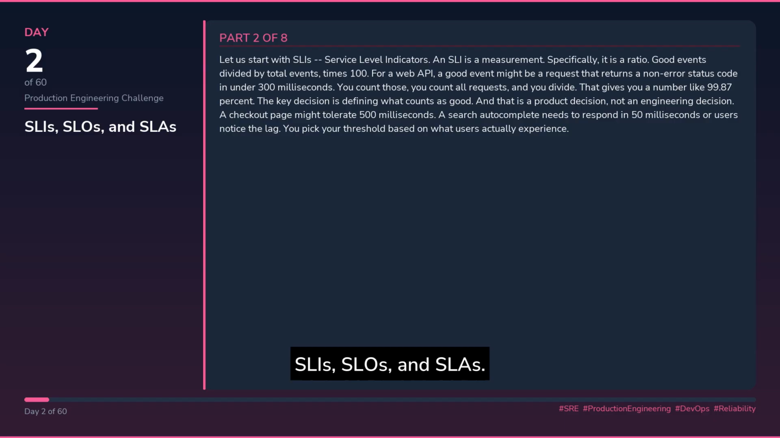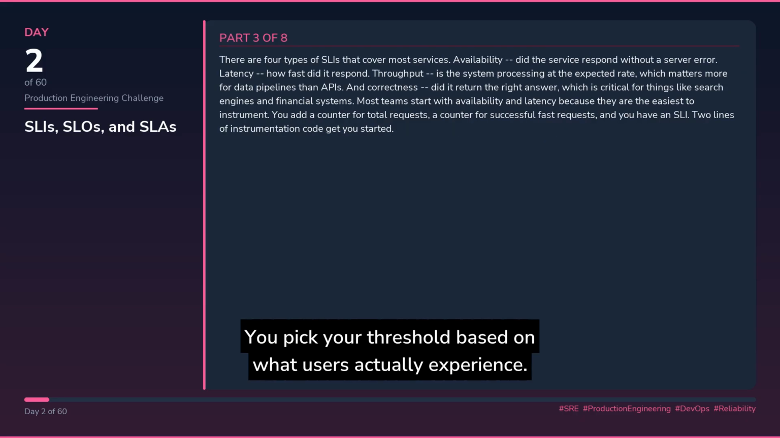There are 4 types of SLIs that cover most services. Availability: did the service respond without a server error? Latency: how fast did it respond? Throughput: is the system processing at the expected rate, which matters more for data pipelines than APIs. And correctness: did it return the right answer, which is critical for things like search engines and financial systems.